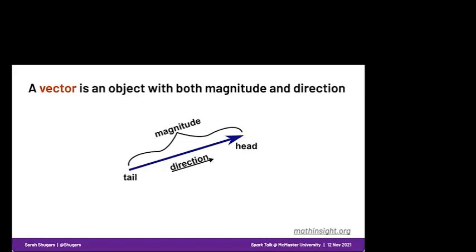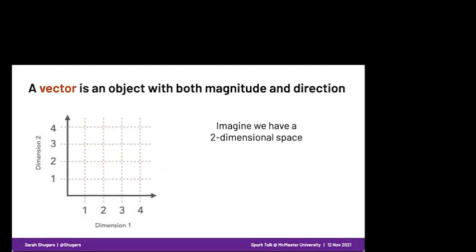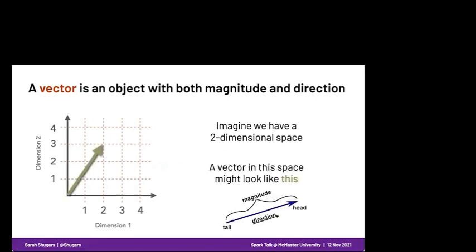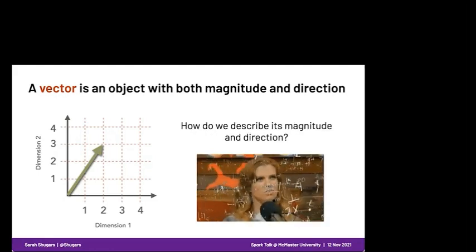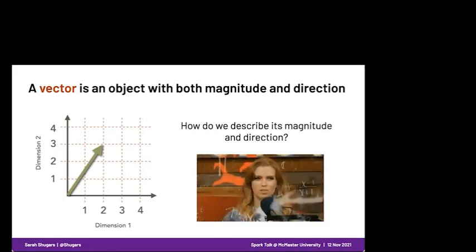And with that, you might be wondering, what's a vector? A vector is an object that has both magnitude and direction. One way we can visualize that is to imagine we have a two-dimensional space. Here we've got one dimension along the horizontal axis and a second dimension along the vertical axis. A vector might look like this. It is something that has a magnitude or a length and a direction within this space. Given such a vector, you may then wonder, how would we describe the magnitude and direction of this vector?